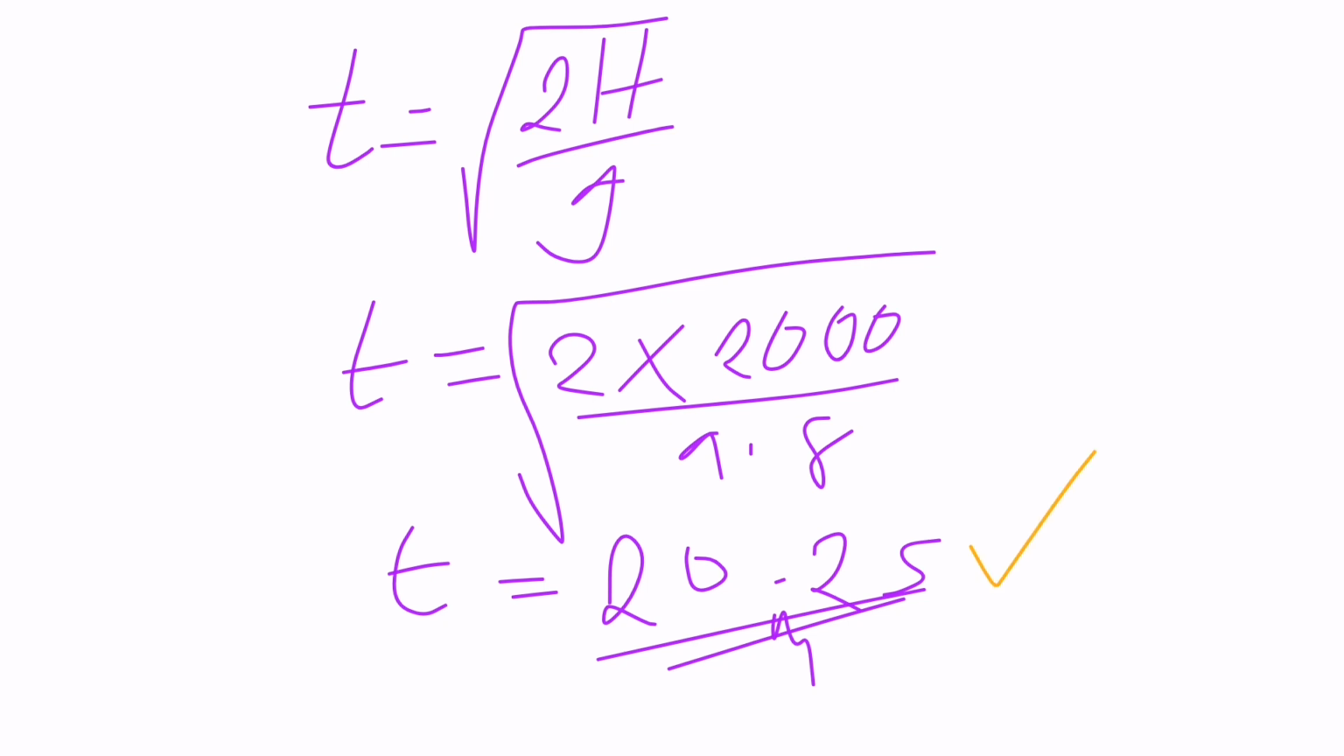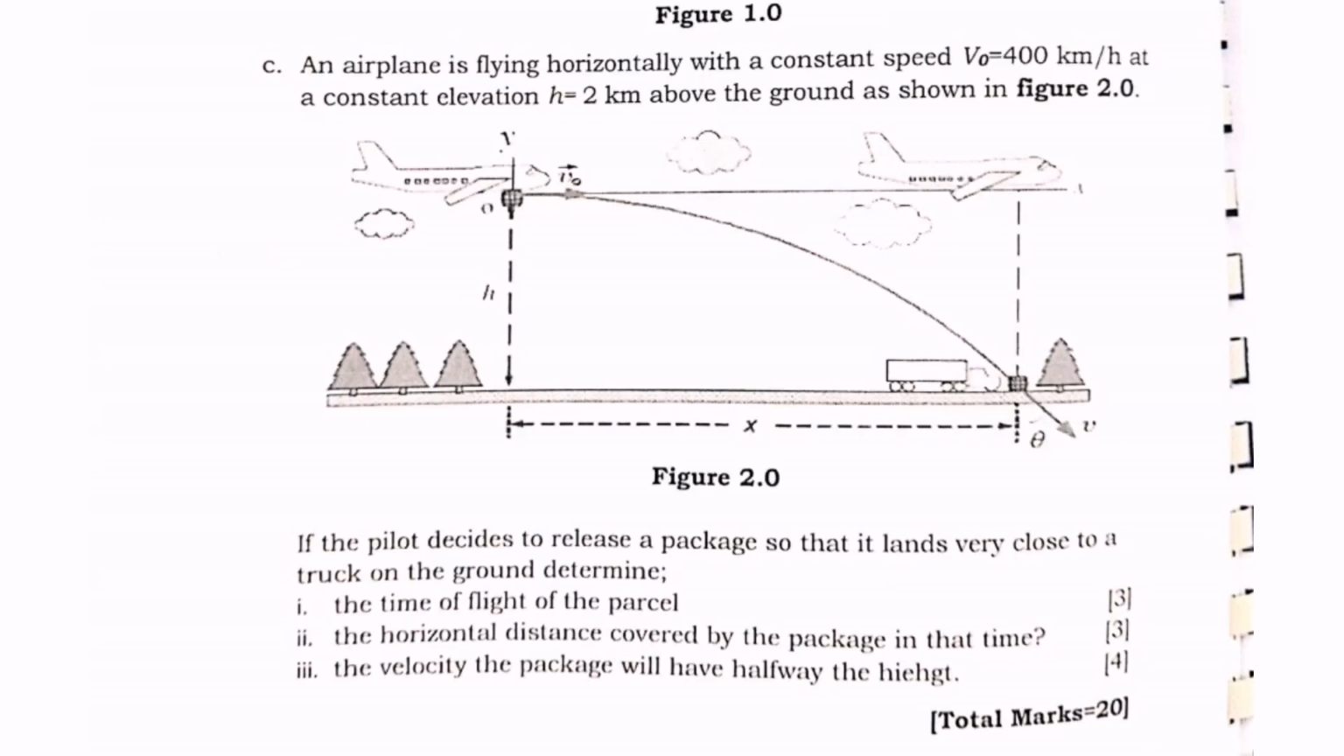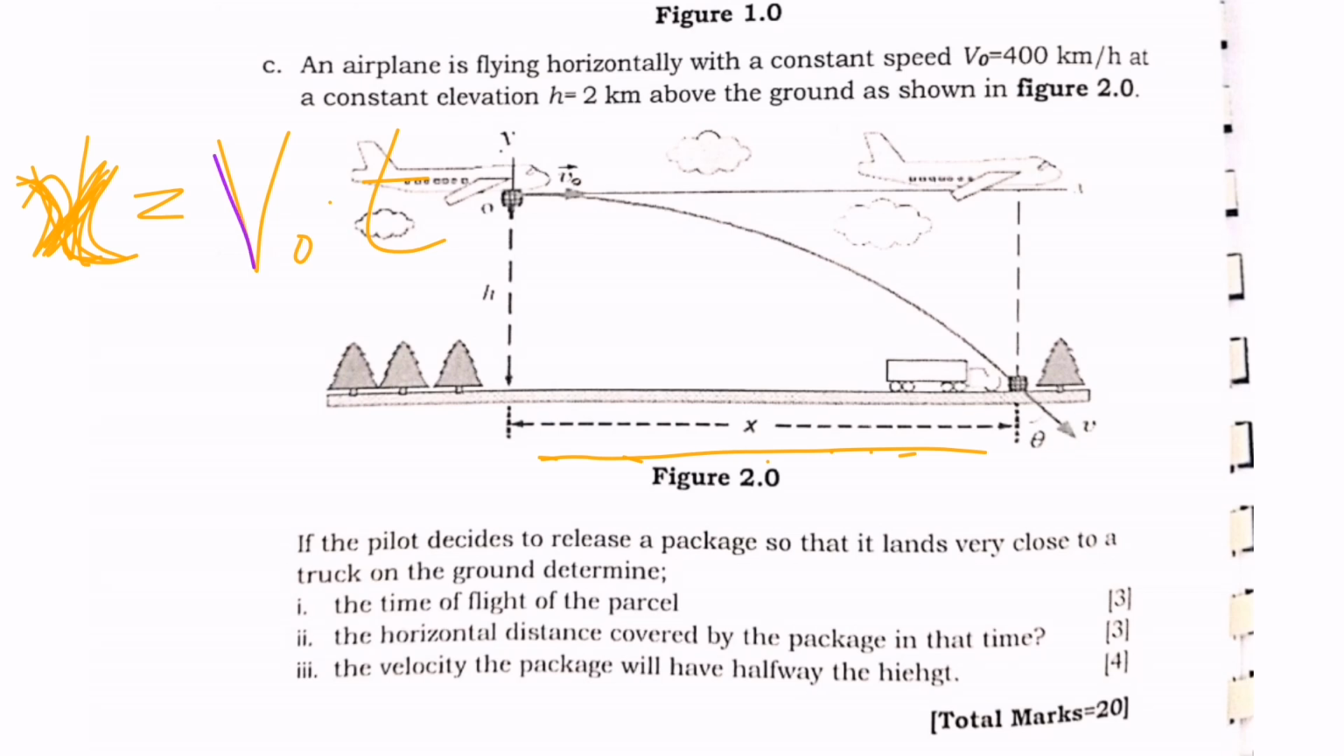Now let's go back to our second question. The second question says the horizontal distance covered by the package in that time. So they want this. I explained that this is what we call the range. This is the formula for the range. We learned that distance is equal to speed times time. I explained that in the video. So the formula for range which we use is x. If you don't know where these formulas are coming from, please go to our full video for projectile motion. I explained this. So x equals v times t. That is the formula which we are going to use.